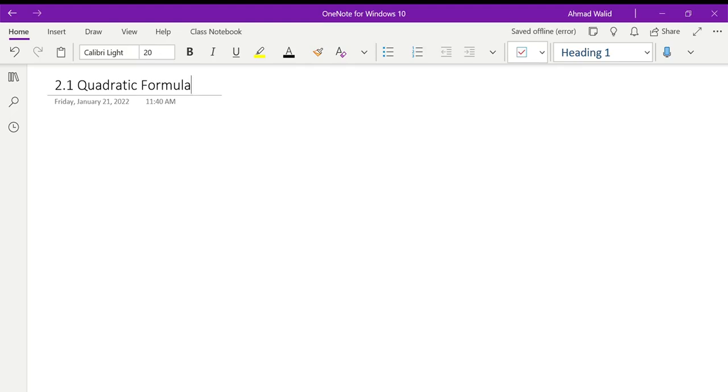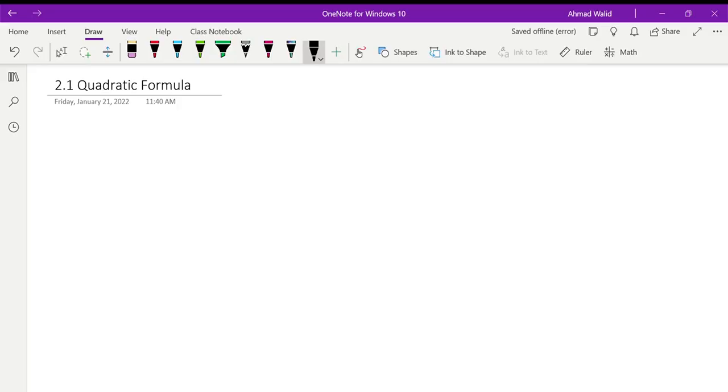Hello all, let's start part 3 of section 2.1. Part 3 of section 2.1 is about the quadratic formula. I will do a quick proof here for you of where the quadratic formula comes from. But let me tell you that you are not required to learn the proof.